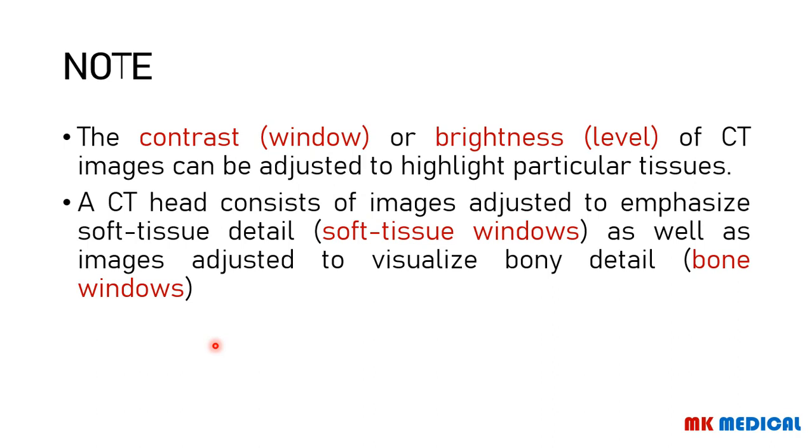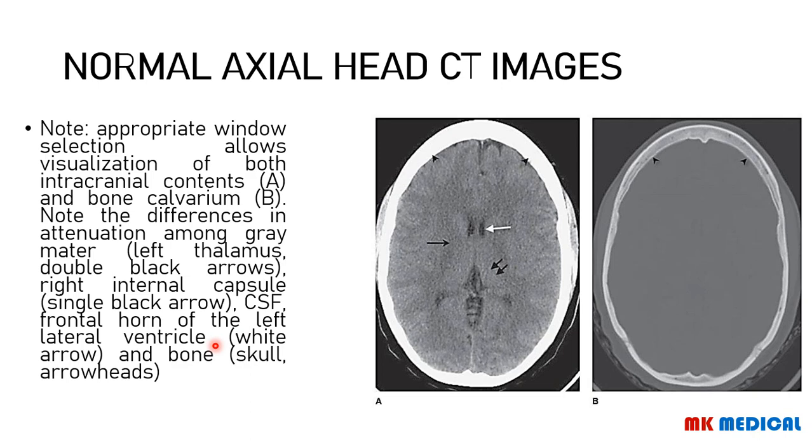The CT scan consists of images that are adjusted to emphasize soft tissue details. We call that a soft tissue window. You can also have one where you want to visualize the bone details. You call those bone windows. So you have soft tissue windows, bone windows. Remember, we had a mediastinal window and chest windows when we talked of the different windows in the chest in the previous lecture. Like I said, if you don't understand this, please watch the previous lecture. It will make sense. So here is an example.